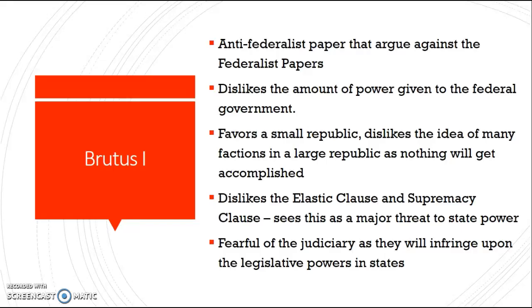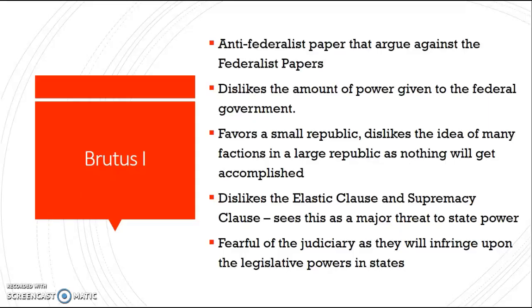Now, Brutus number 1 is going to be the counterpart to the Federalist Papers. This is written by anti-federalists arguing against the ratification of this new constitution. They really dislike the amount of power given to the federal government. And that's not really anything to be surprised about, right? You just gave the states all this power in the Articles of Confederation. Now you're taking this away.